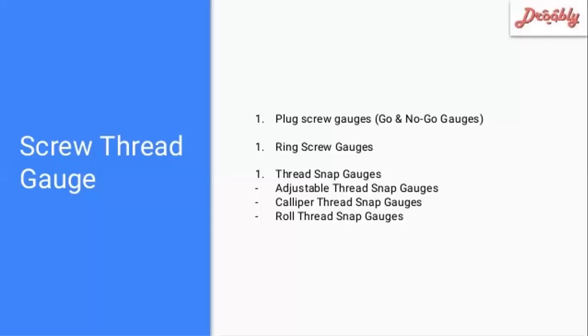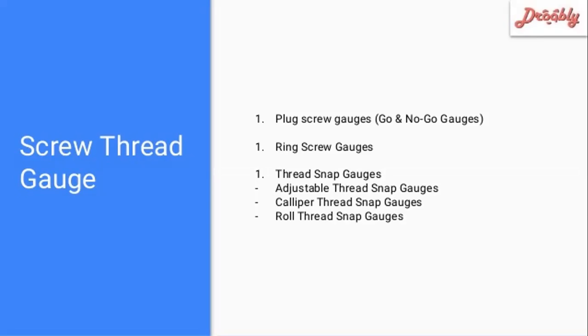Next we see the different types of screw thread gauges for the measurement of screw threads. For measuring the screw threads, we are going to take these screw threads. These screw gauges are of different types. First one is the plug type screw gauges. This is of go and no go gauges.